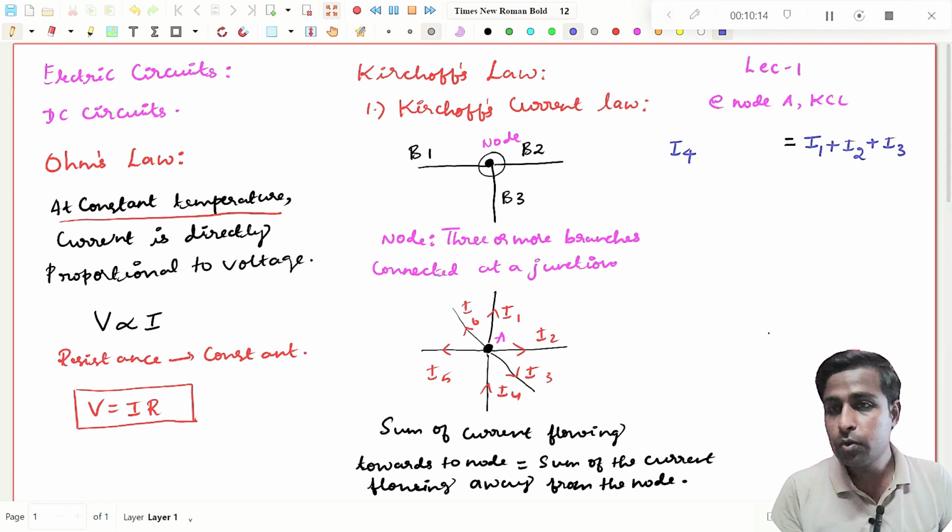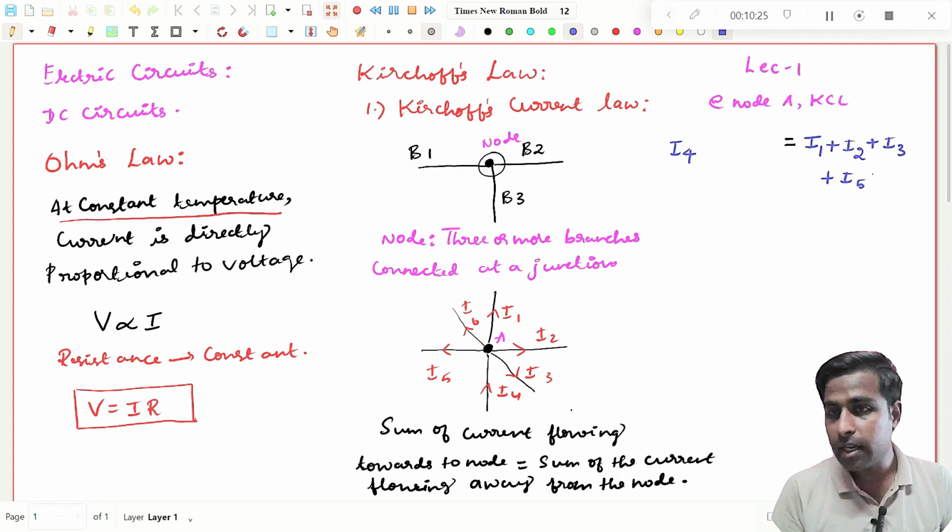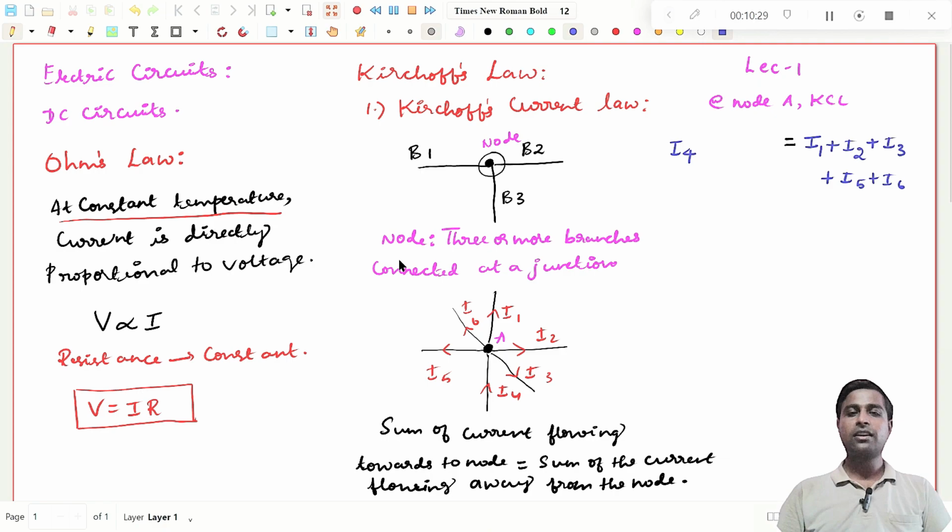So you put it in the right hand side, and you see I6. I6 is also going away from the node. That you put here, it is plus I6. So this is the Kirchoff's current law. You try to understand, sum of the current flowing towards the node will be equal to sum of the current flowing away from the node.